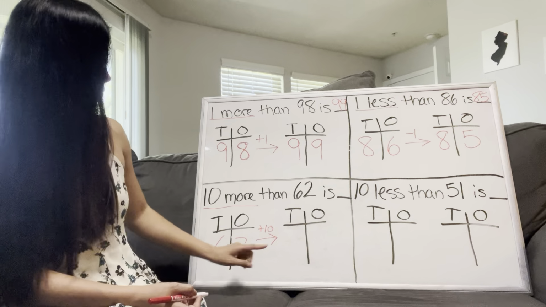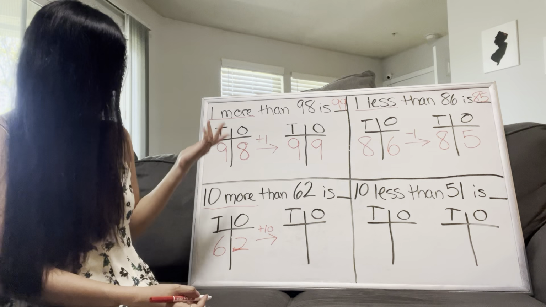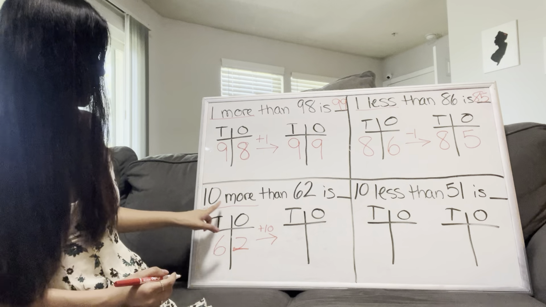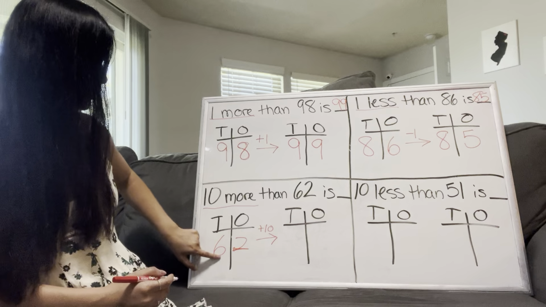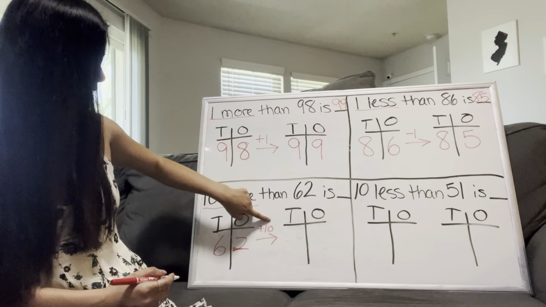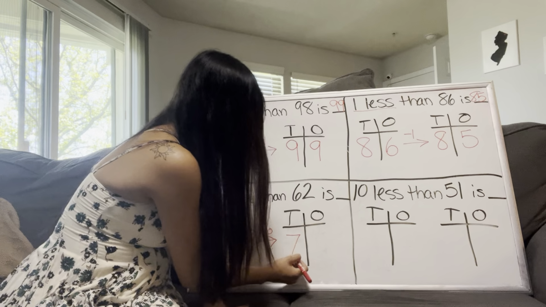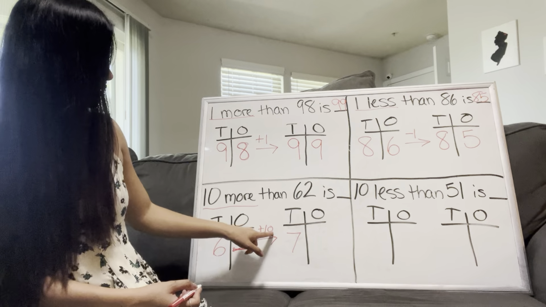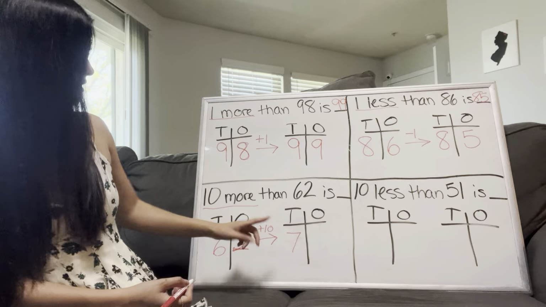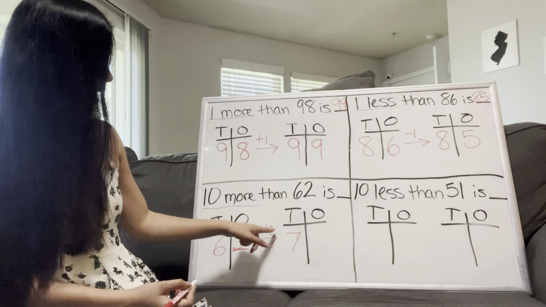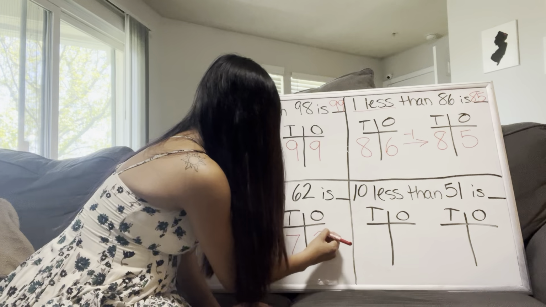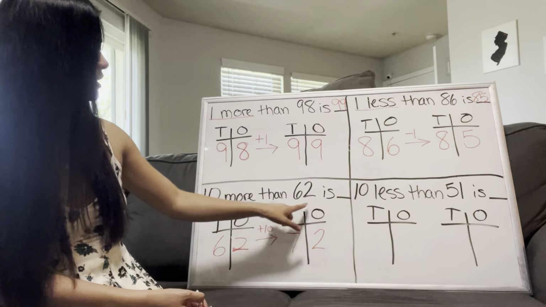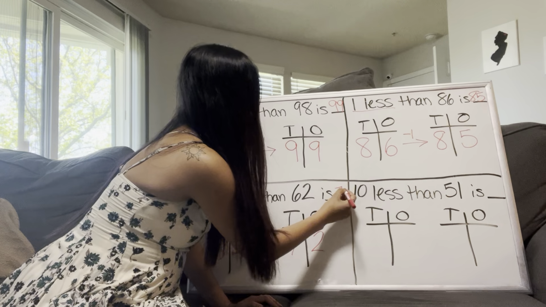So 62 plus 10 equals, well, I have to change my tens place this time because I'm adding 10 more. So 6 tens plus 1 ten equals 7 tens. And then the number 10 is 1 ten and 0 ones. So my ones don't change at all, right? I'm not adding any ones. So 62 plus 10 equals 72. 10 more than 62 is 72.